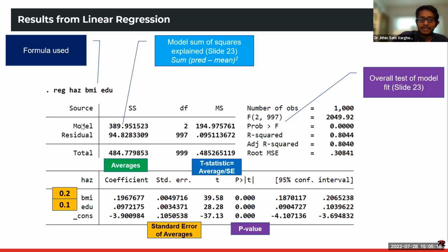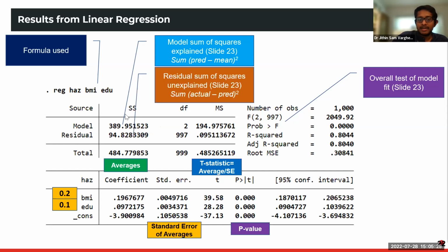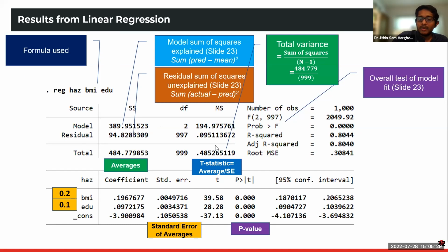So here we see something called model, residual, and SS. Model SS is the model sum of squares, and residual SS is the residual sum of squares. Here, we also get a quantity, which is the total variance, which is the sum of these two: 389.95 plus 94, which is 484, divided by n minus 1. In our case, let's say n is 1000, and n minus 1 is 999. And we get this quantity, which is in fact equivalent to the total variance of your height for age. So it is 0.485.